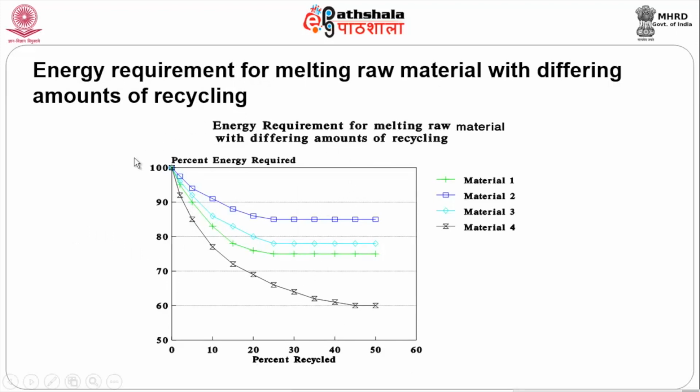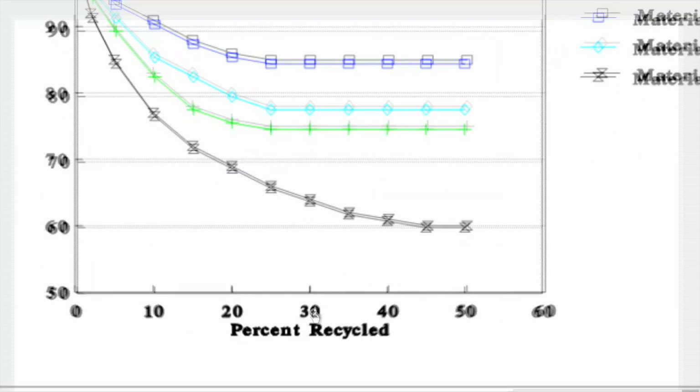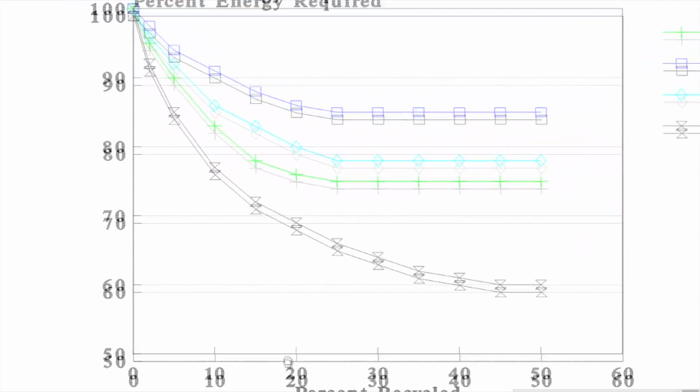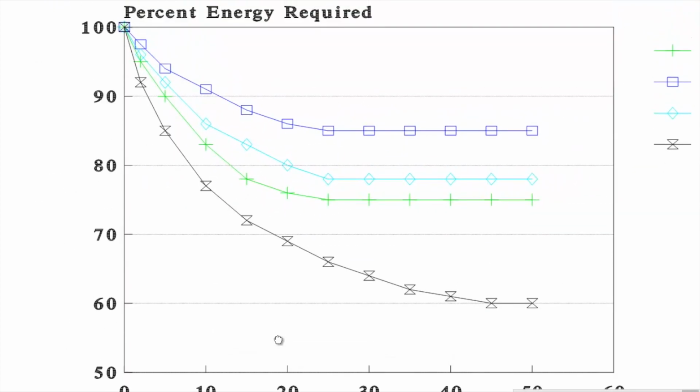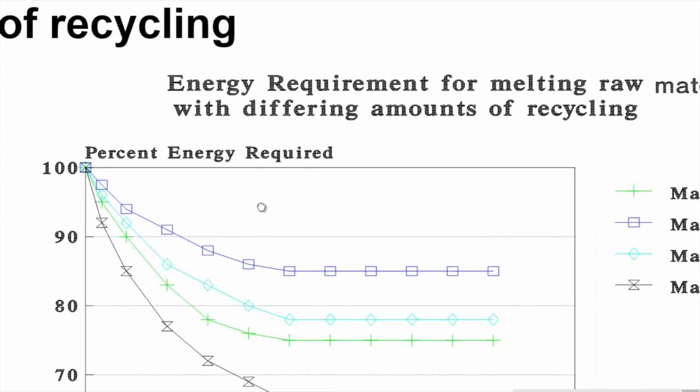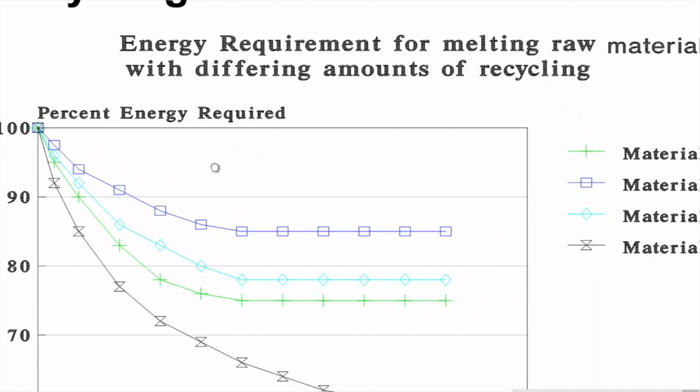I repeat, the energy requirement for melting raw material with different amounts of recycling. So, look at this graph: the y axis gives the value of the amount of energy required and the amount of energy recycled. The x axis gives values from 0 to 60, and the y axis ranges from about 50 to 100. So, 100 percent is the value for melting the raw material, in terms of recycling.